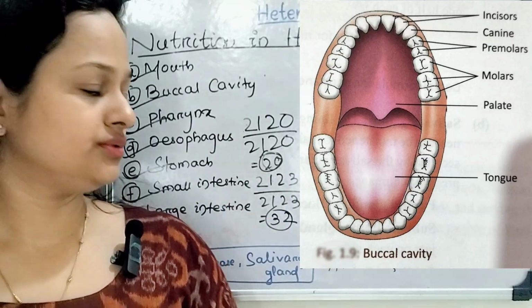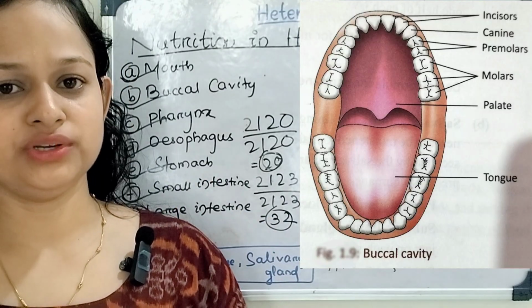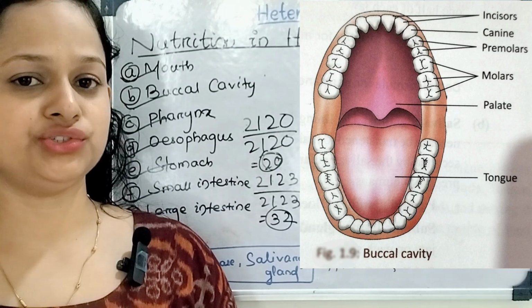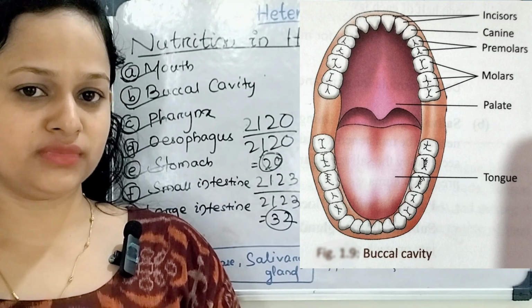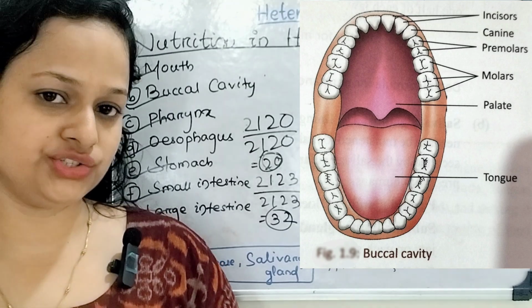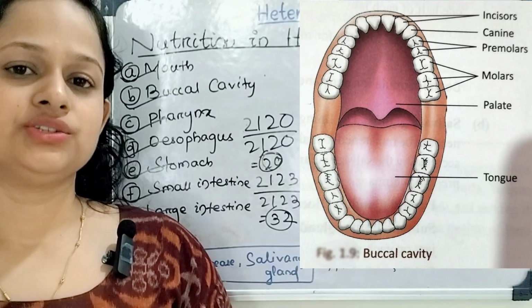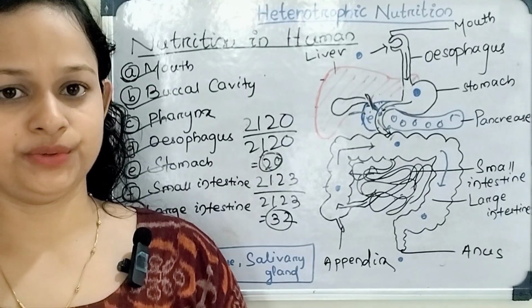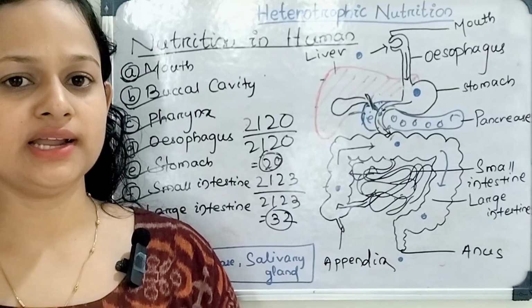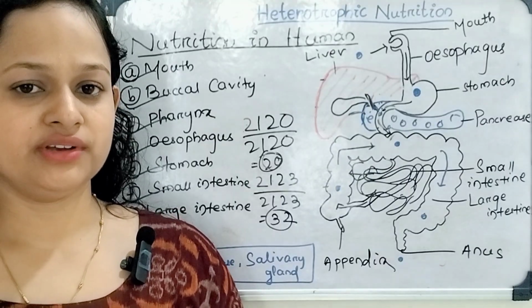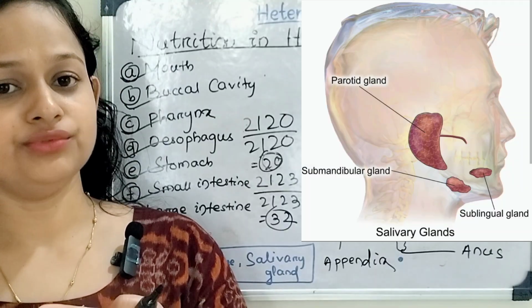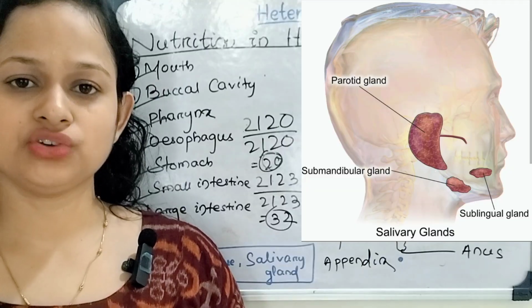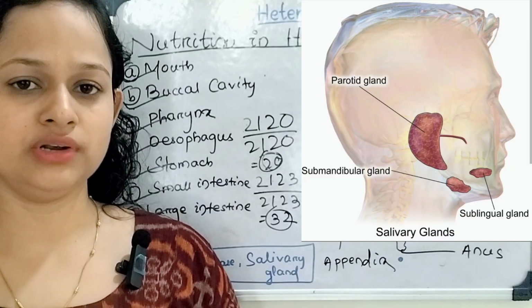The 20 milk teeth come by the age of 2, and the permanent teeth come by the age of 18 to 20. The function of teeth is to chew and masticate the food. Then come to the salivary glands. There are three pairs of salivary glands present in the buccal cavity: the parotid gland, sublingual gland and submandibular gland.